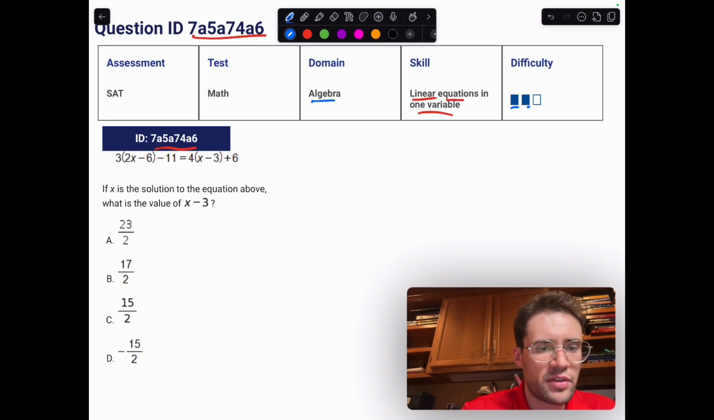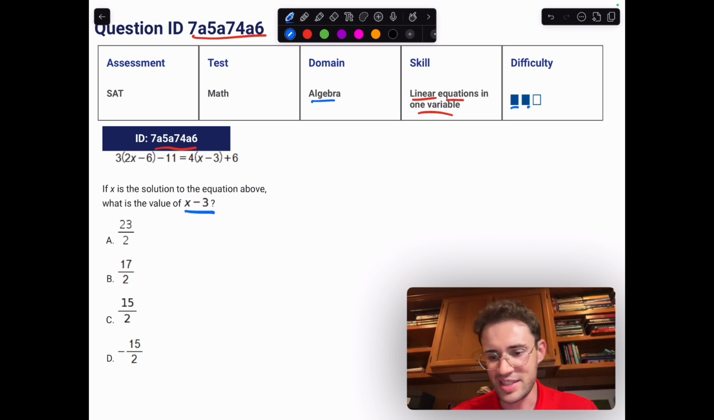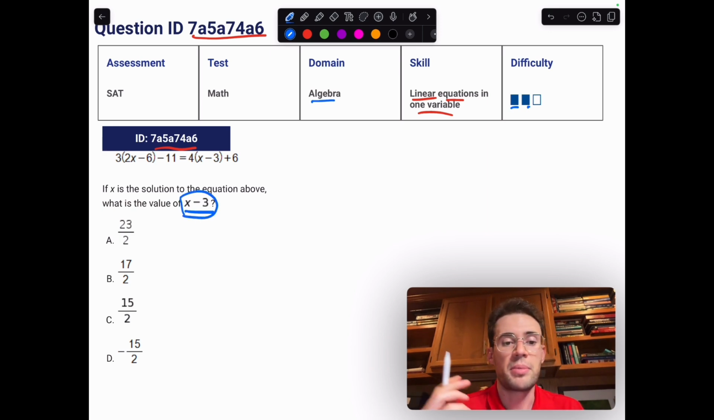This first question, they give us this equation, 3 times the quantity 2x minus 6 minus 11 is equal to 4 times the quantity x minus 3 plus 6. If x is the solution to the equation above, what is the value of x minus 3? So they're doing the same thing that they did in a lot of the easy questions where the equation's not that hard to solve and this step doesn't really add that much, but they are trying to trip you up. And in this case, they're hoping that someone's going to solve for x instead of x minus 3. Make sure you solve for what they're looking for.